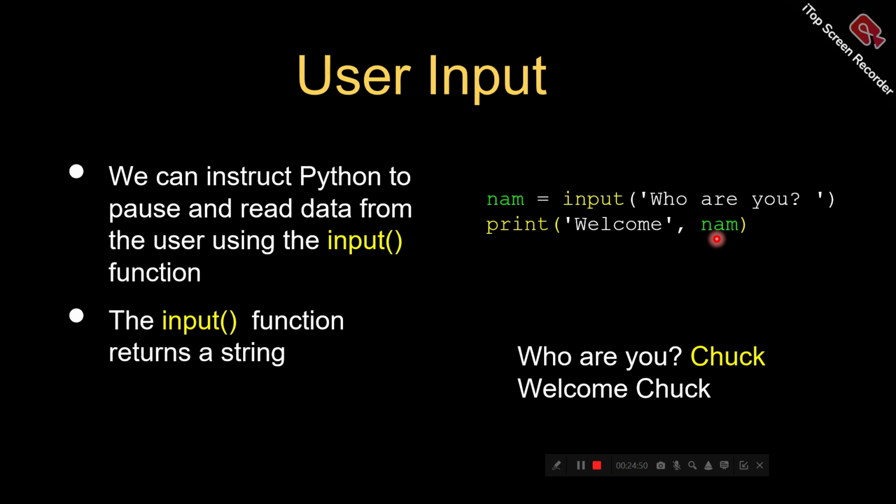Okay, is everyone getting it? So if we execute these two lines, it will ask the question first. Here the user has typed Chuck. The next line is print nm, so this value will be stored in this variable and it will print welcome Chuck.